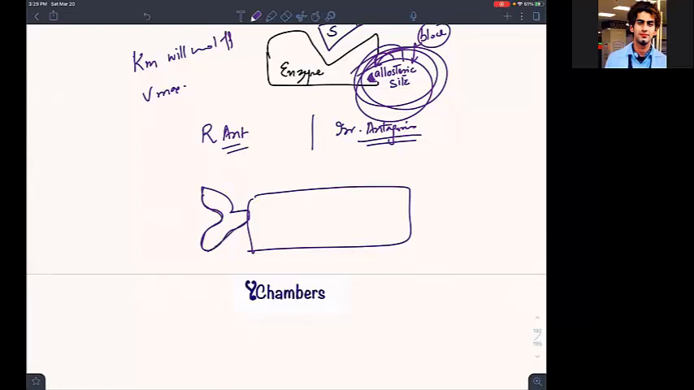Now what is happening in the receptor? I am giving a drug to this cell. The drug is coming to this receptor, which will form a drug receptor complex.